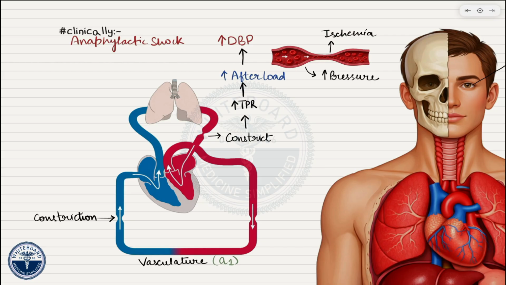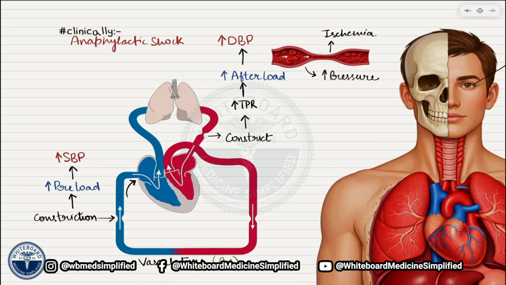Remember, veins act as capacitance vessels and contain most of the blood volume in the body. When veins constrict, more blood is pushed back toward the heart, increasing venous return and preload. According to the Frank-Starling law, a greater preload allows the heart to pump more forcefully, resulting in an increase in systolic blood pressure. So, when we put these effects together, alpha-1 receptor stimulation increases both systolic and diastolic blood pressure.